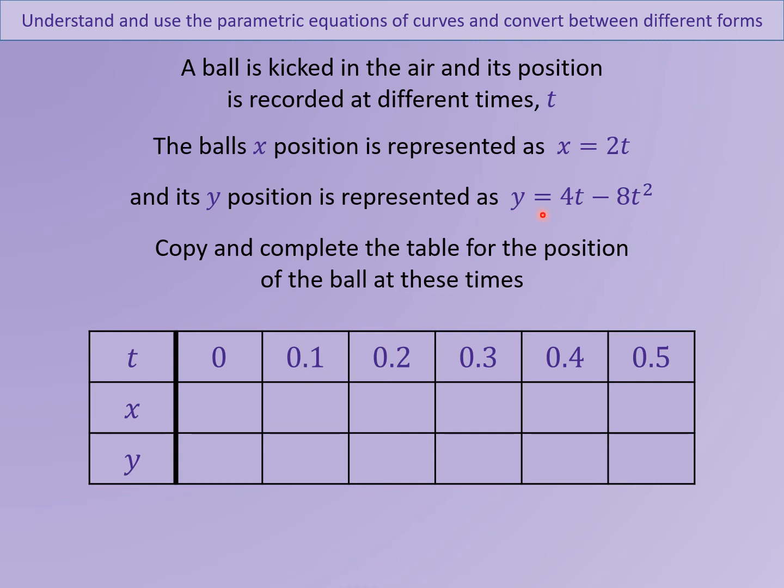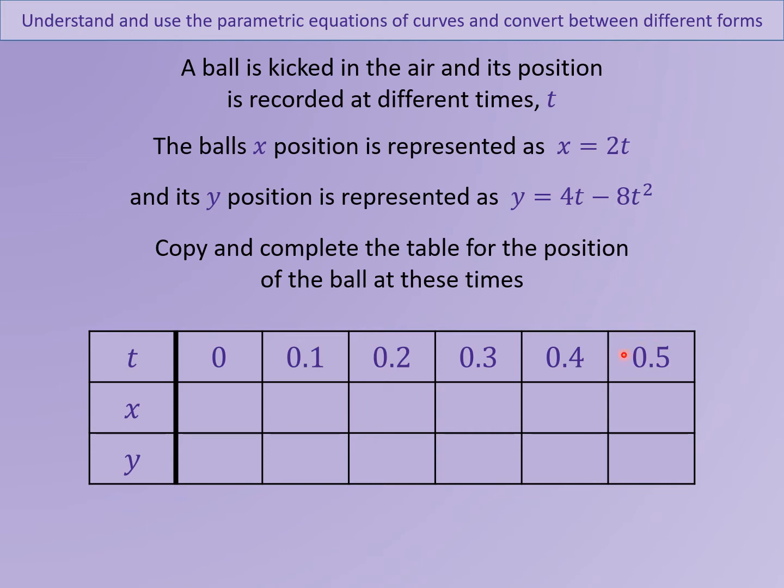A2 Maths, Parametric Equations. Okay, so what I'd like you to do is just have a go at filling in this table of results, please. So a ball is kicked in the air, got its position vector recorded at certain times. So I have a quick camera that's recording the position of the ball at these times, starting from 0, 0.1 seconds, 0.2 seconds, and so on. And what it's noticed is the ball's position follows these two equations. The x value equals 2 lots of the time, and the y value equals 4 lots of the time minus 8 lots of the time squared. Okay, so just pause the video there and have a go at filling in that table yourself.